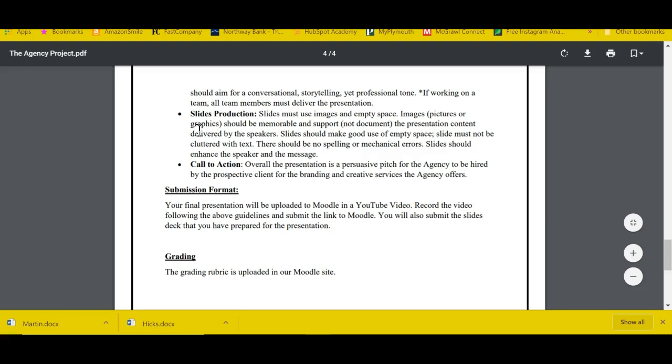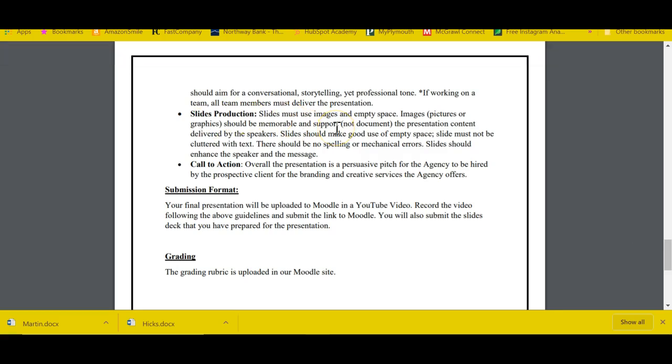And then we have here the slides production. So again, pictures, graphics, it's gotta be memorable, it's gotta support and not document the presentation content. We already talked about this. Make sure that it's not all crumbled, that the information has a space and that there's a nice flow. Look over for spelling, typos, and make sure that the slides enhance the speaker and the message.